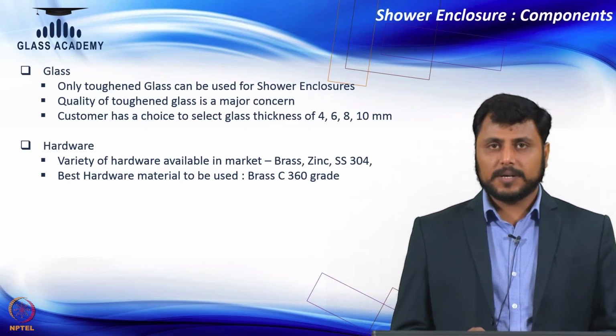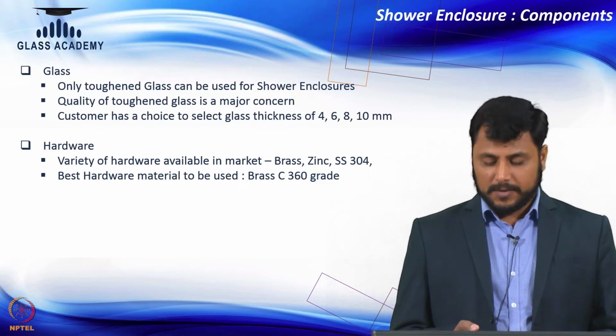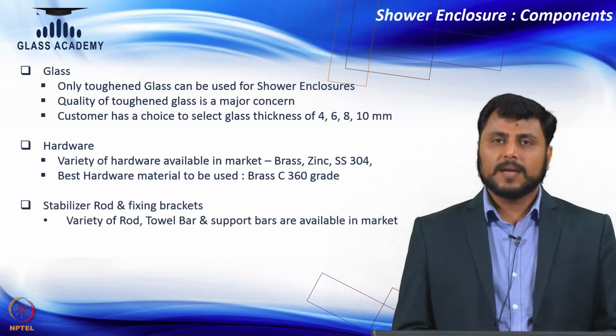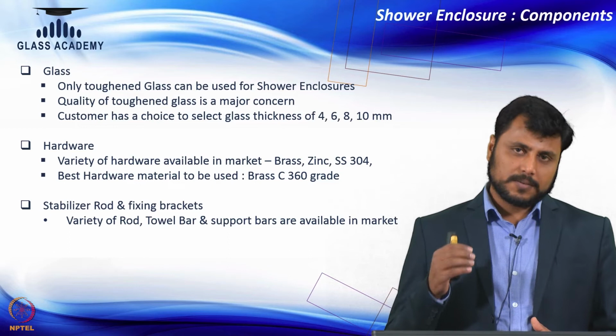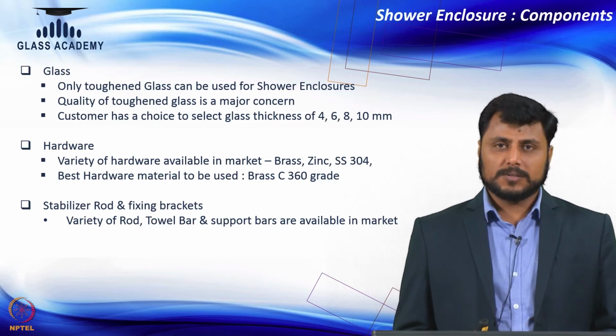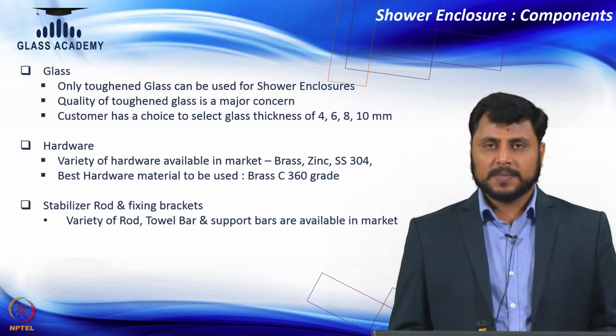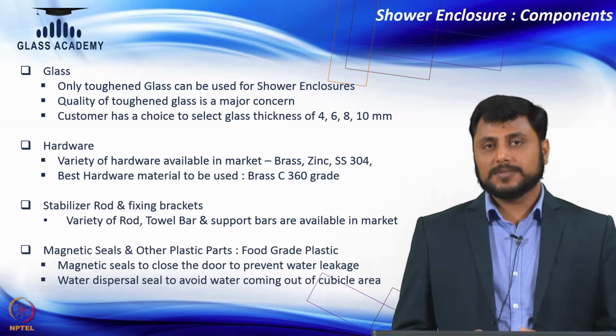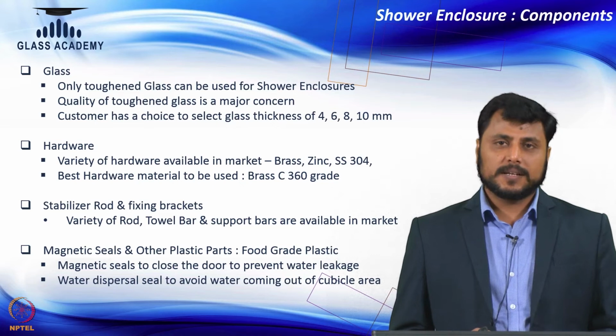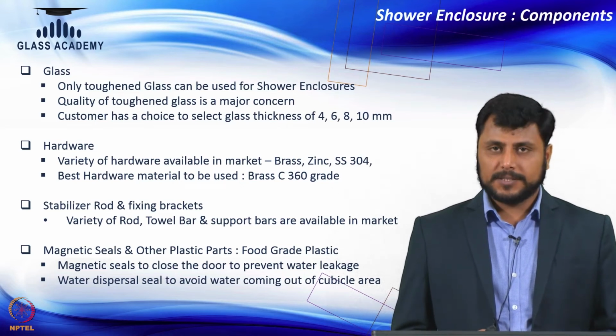I will take you into the detail of what kind of hardware and what kind of brass we are using, and why. Then, to fix the glass for a shower enclosure, there are some supporting rods which will hold the glass from the top, and a supporting bar, which can be of SS. Here we need to specify the grade: it must be 304 grade, which is considered the best domestic grade of SS.